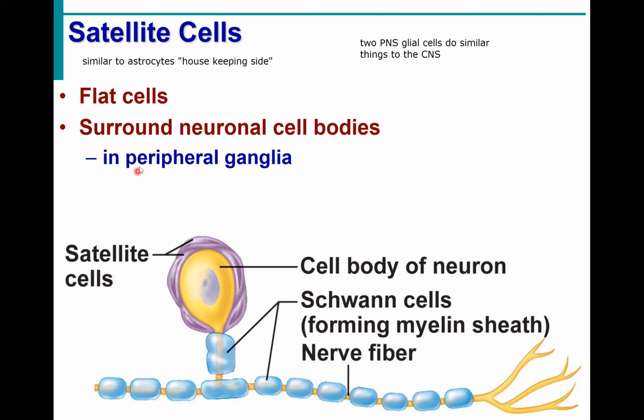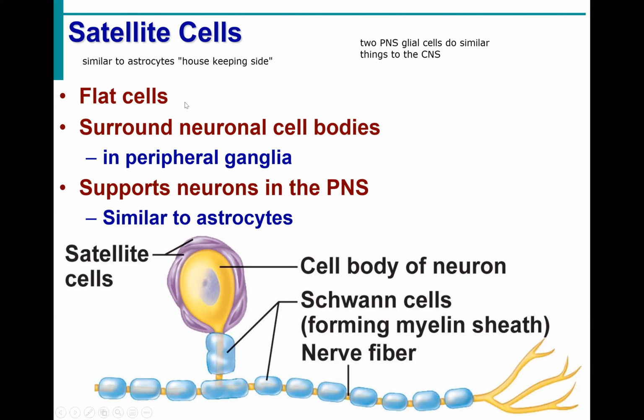And they do a lot of similar housekeeping. They play a role in helping to metabolize neurotransmitters. They play a role in maintaining ion concentrations, especially potassium, but also calcium and sodium. So they play a vital role in being able to do those types of things in a similar fashion to the astrocytes.